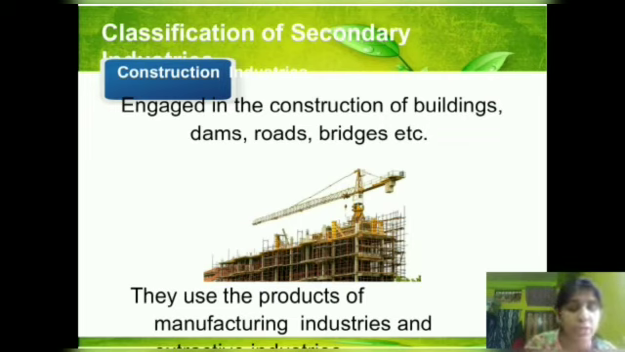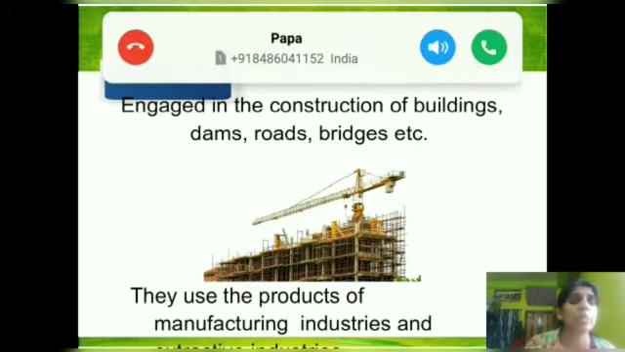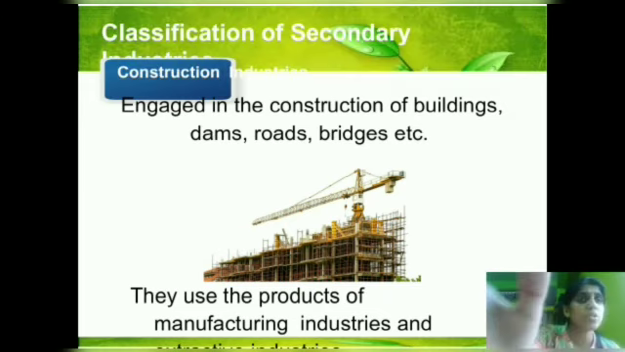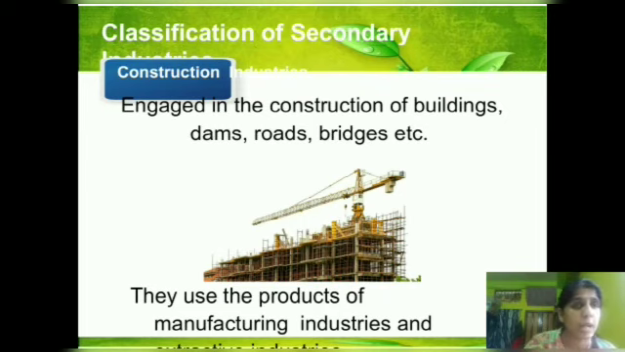Now moving to the second type of secondary industry, which is construction. Secondary was further subdivided into manufacturing and construction. We covered manufacturing just now. Now the second part is construction. They are engaged in constructing buildings, dams, roads, bridges, all these things. Understood? They will use the products of manufacturing industries and build the road, dam, bridges. So engineers, architectural skills, all these come under the construction industry.